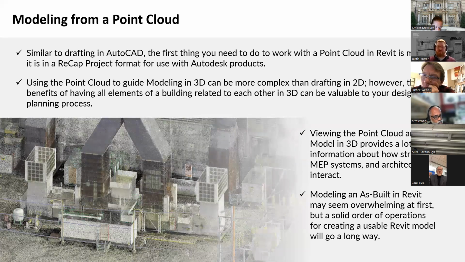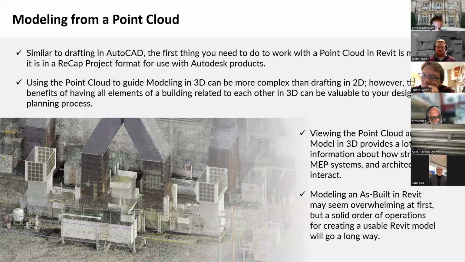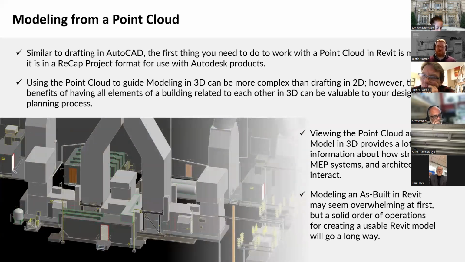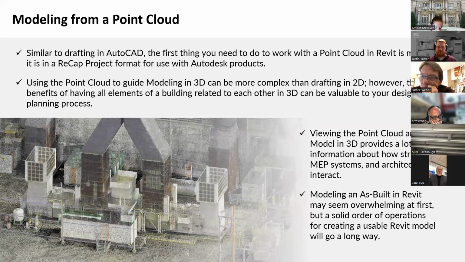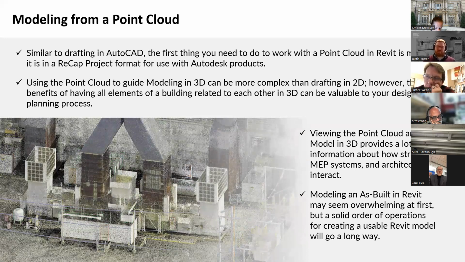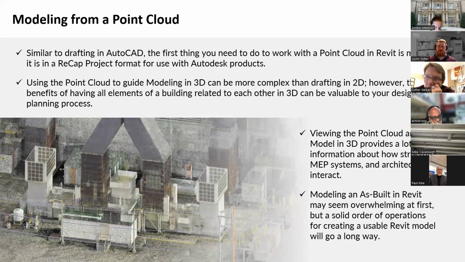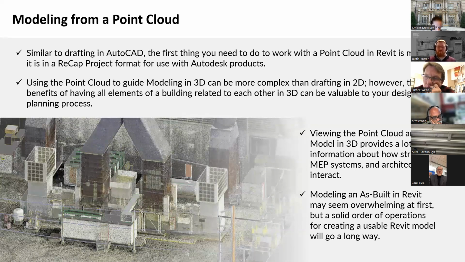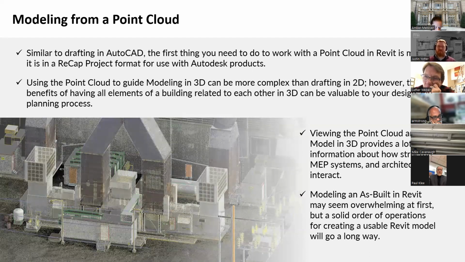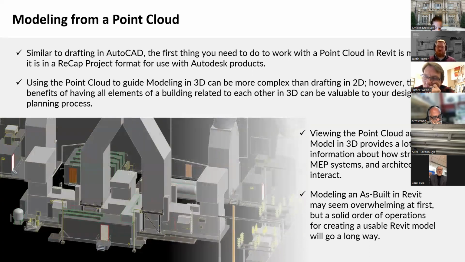Using the point cloud to guide modeling in 3D can be more complex than drafting in 2D. However, the benefits of having all the elements of a building related to each other in a set of 3D drawings can be really valuable to your design and planning process, because you can see the way things interact with each other in a way that you can't in a set of 2D drawings. Viewing the point cloud and model in 3D provides even more information about how structure, MEP systems, and architecture interact, more than you would find with a model alone.